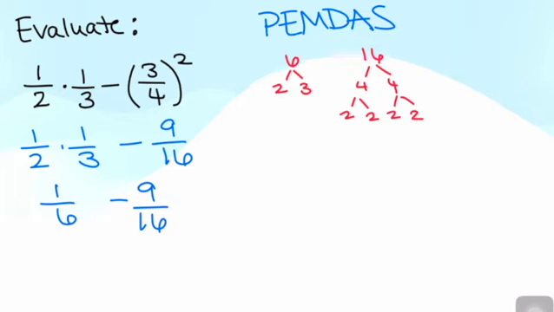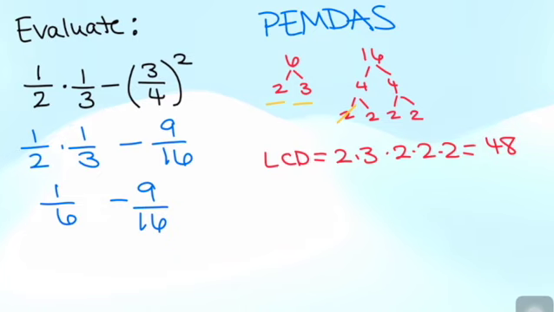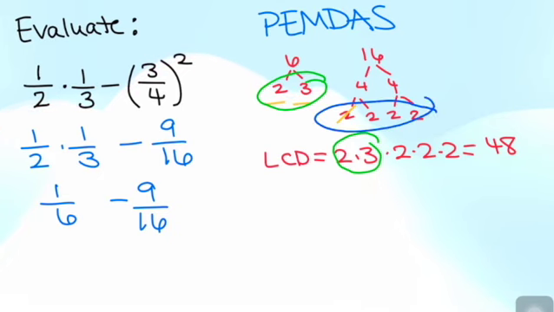So let's see, 6 is 2 times 3, 16 is 4 times 4, and each of those 4s can be broken down to 2 times 2. So my LCD needs to contain the 2 and the 3 from the 6, but then since I have 1 2 down, I don't need to add the first 2 in my 16, but I will need to add the other 3. And so my LCD, again, has the 2 and the 3 from the 6, and then it has to have a total of 4 2s in it. So 2 times 3 times 2 times 2 times 2 should be 48.